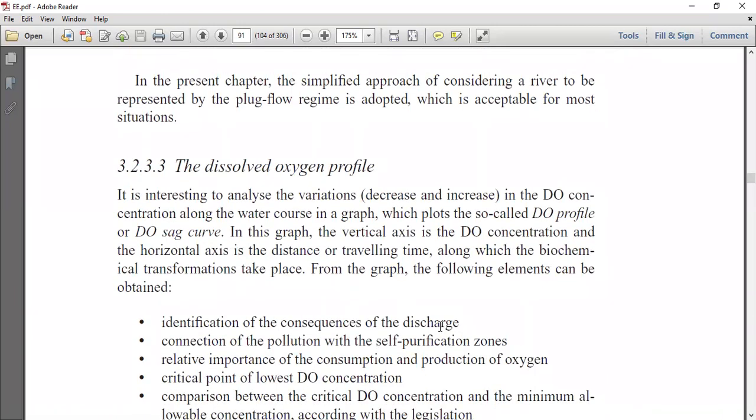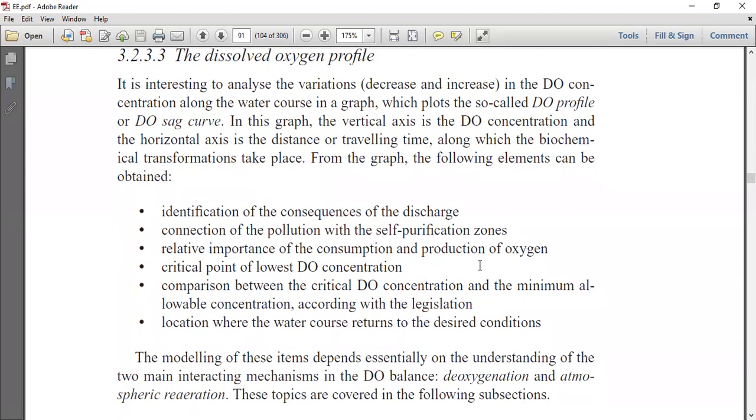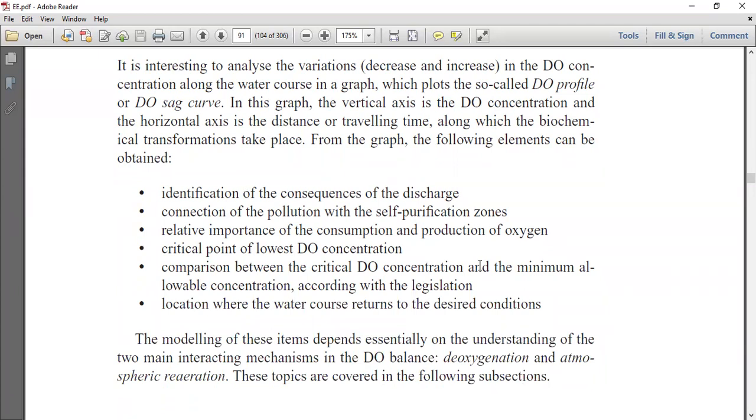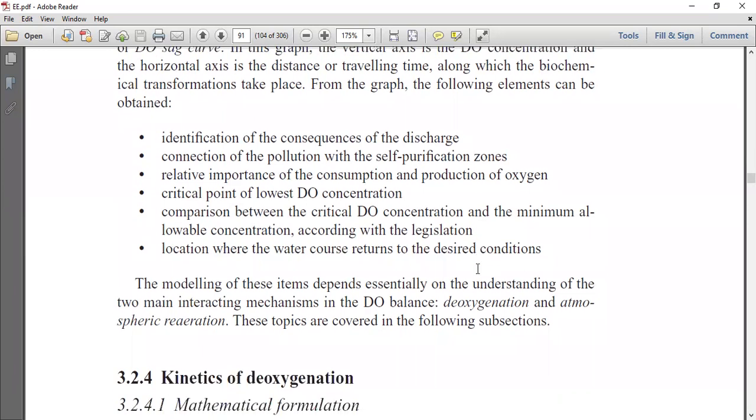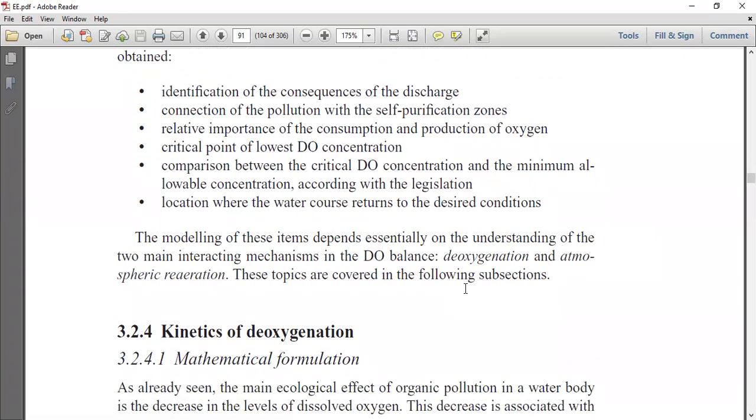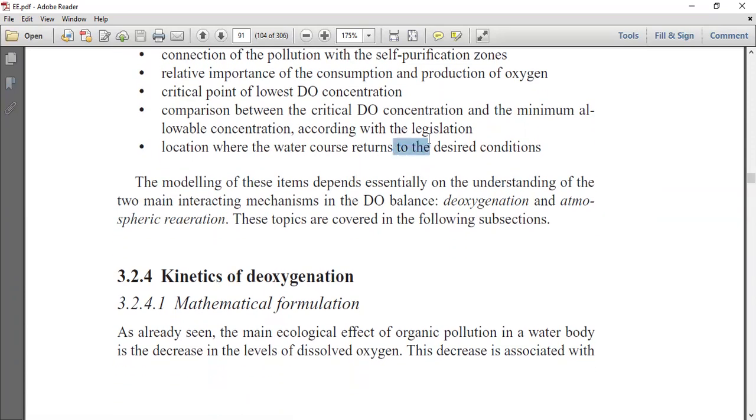The dissolved oxygen profile. It is interesting to analyze the variation in the dissolved oxygen concentration along the water course, in the graph which plots the so-called DO profile or DO sag curve. In this graph, the vertical axis is the DO concentration and the horizontal axis is the distance or travel time, along which the biochemical transformation took place. From the graph, the following elements can be obtained: identification of the consequences of the discharge, connection of the pollution with the self-purification zones, relative importance of the consumption and production of oxygen, the critical point of the lowest DO concentration, comparison between the critical DO concentration and the minimum allowable concentration according to the legislation, and the location where the water course returns to the desired condition.